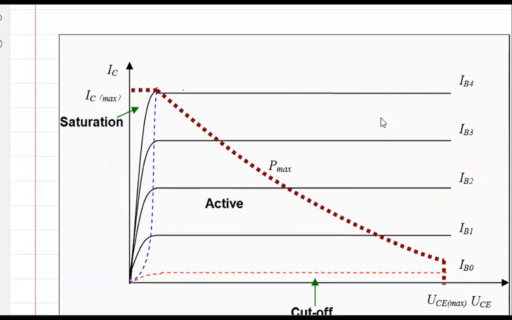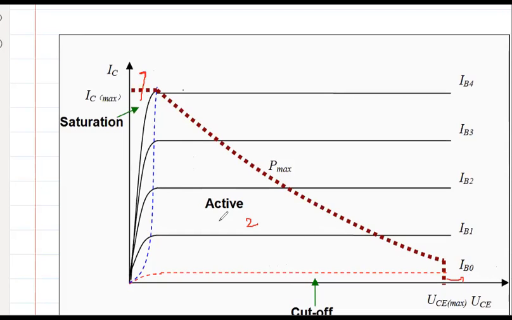Now, if you observe this, this characteristic is divided into 3 regions. One is this region in which IC is increasing linearly. So we have this first region, the second region, and this third region.